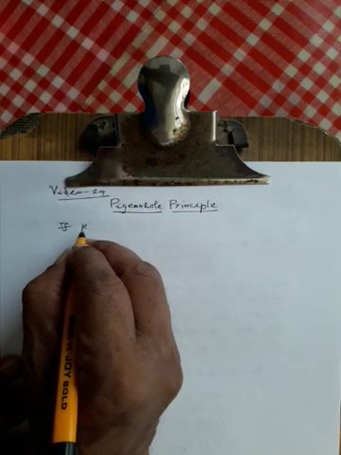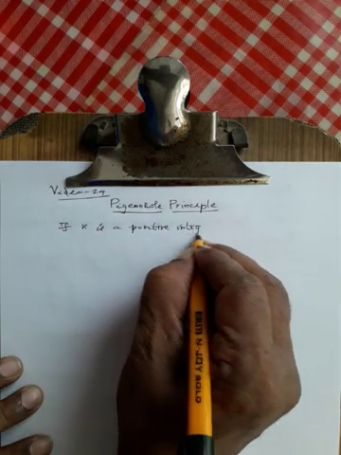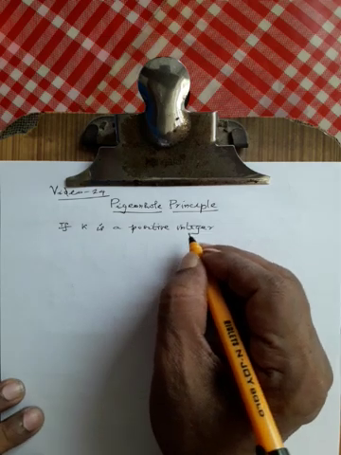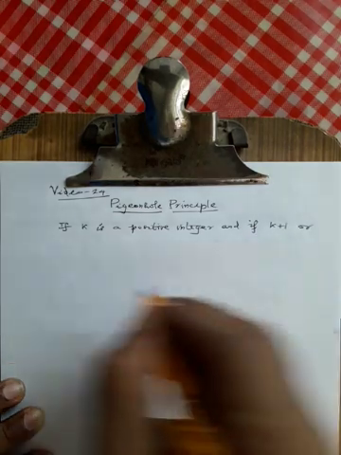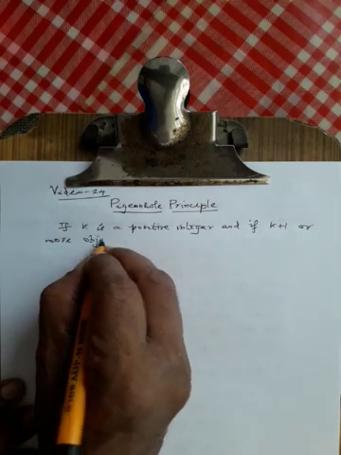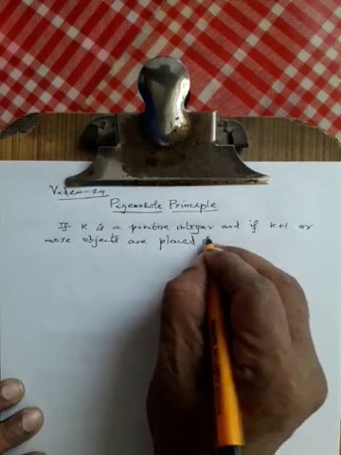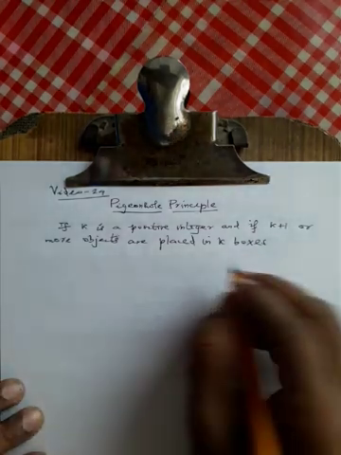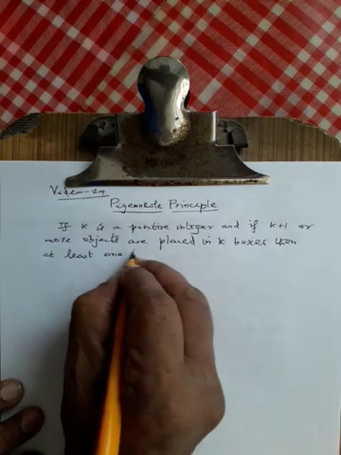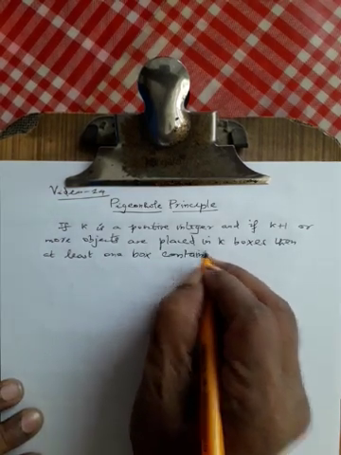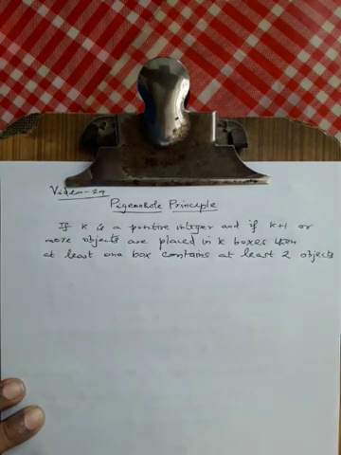If k is a positive integer, and if k plus 1 or more objects are placed in k boxes, then at least one box contains at least two objects. So this principle is called the pigeonhole principle.